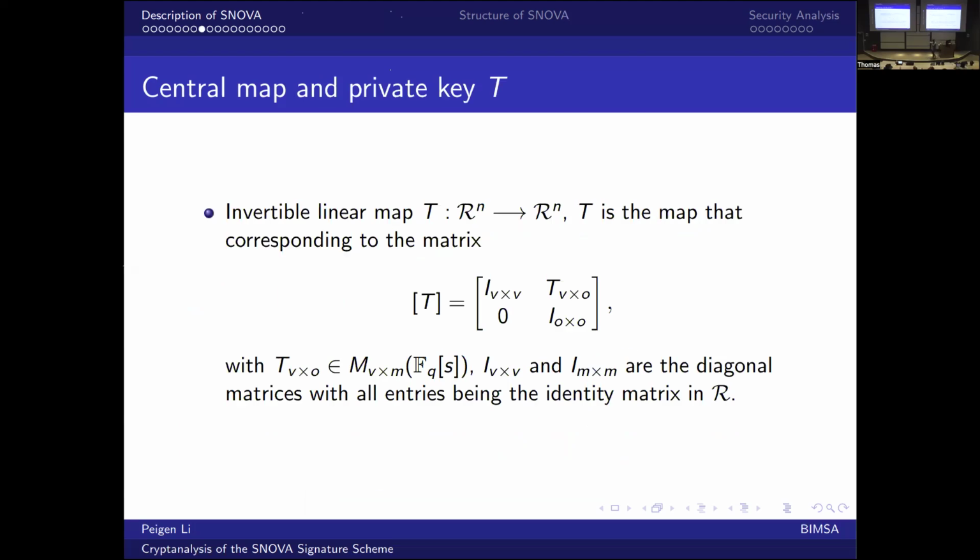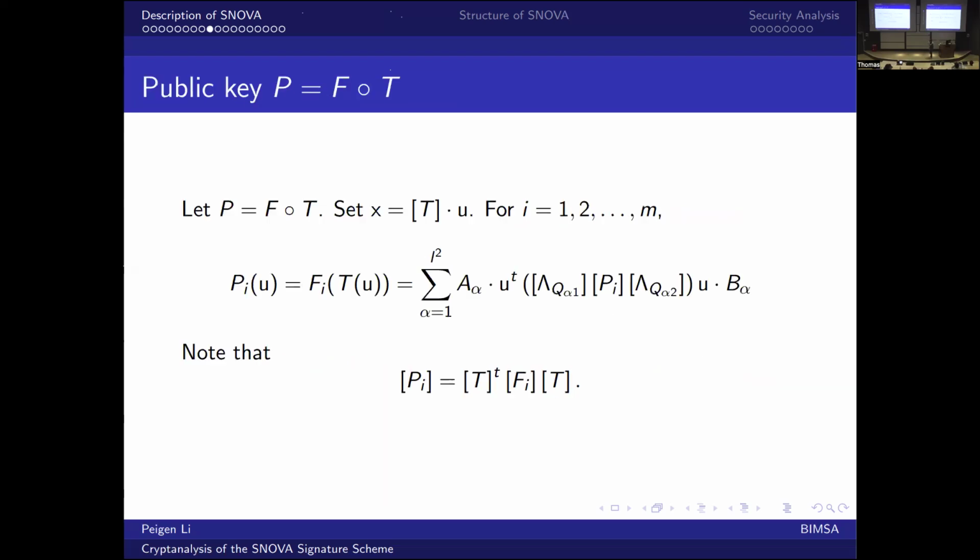Now we want to find an invertible linear map T to hide the structure of the central map F. T is a map corresponding to a matrix in this form, but each entry of the matrix belongs to FQ[S]. Actually, this structure is the same as UOV. Let P equal F composed with T, that is, x times T. Then Pi will equal this form, just calculated from Fi and T.